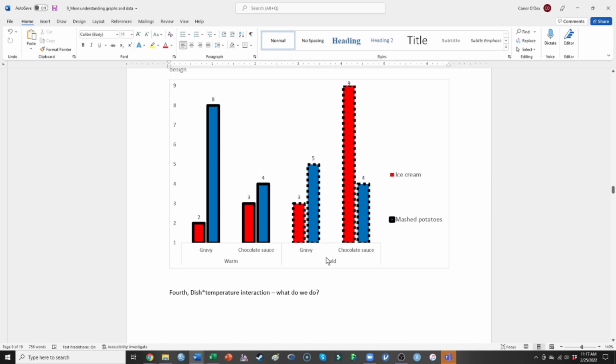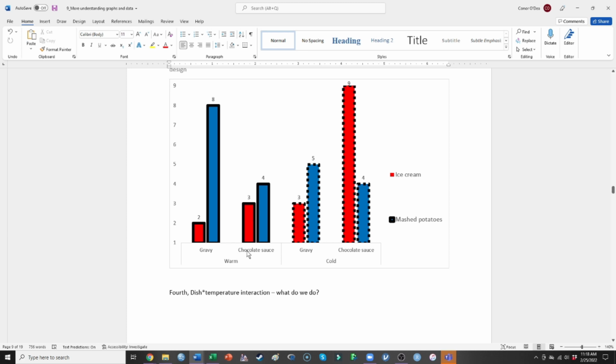So let's come back to this overall graph. Next, we want to know, is there a significant dish by temperature interaction? So now I want to ask again, what do you not care about? Here we're looking at dish, so ice cream versus mashed potatoes, and we're looking at temperature, warm versus cold. I do not care about the topping in this case. So I do not care about gravy versus chocolate sauce. I do not care about those.